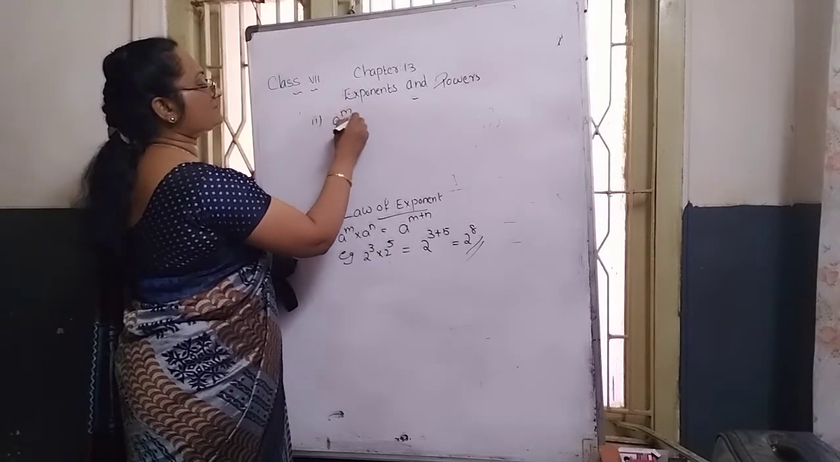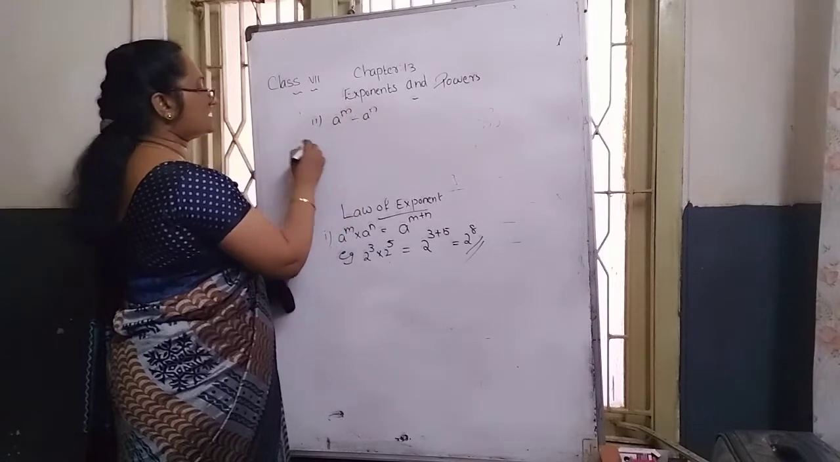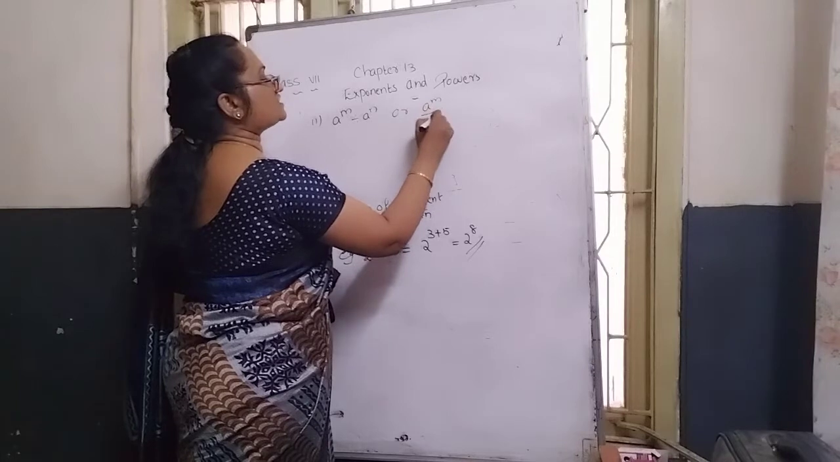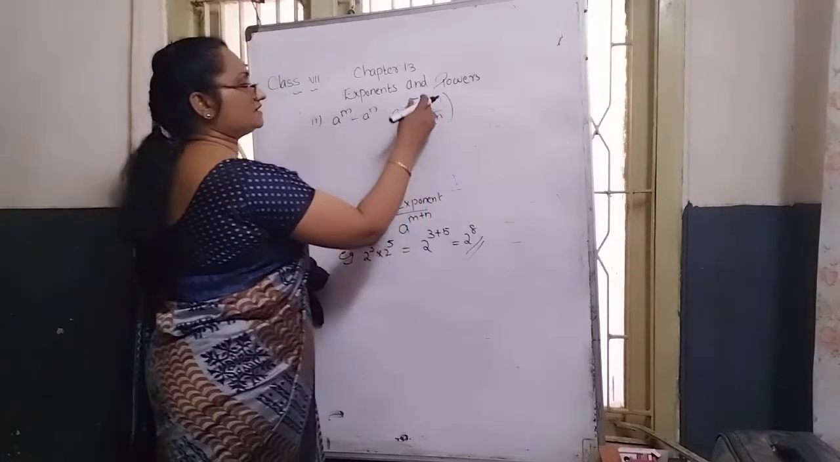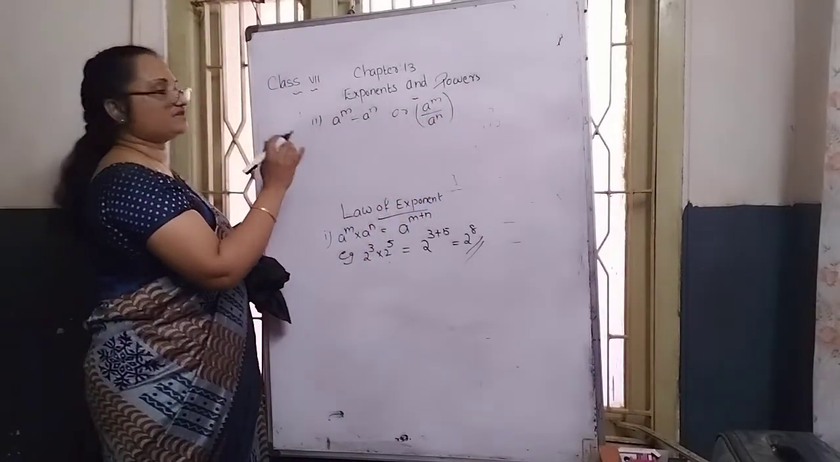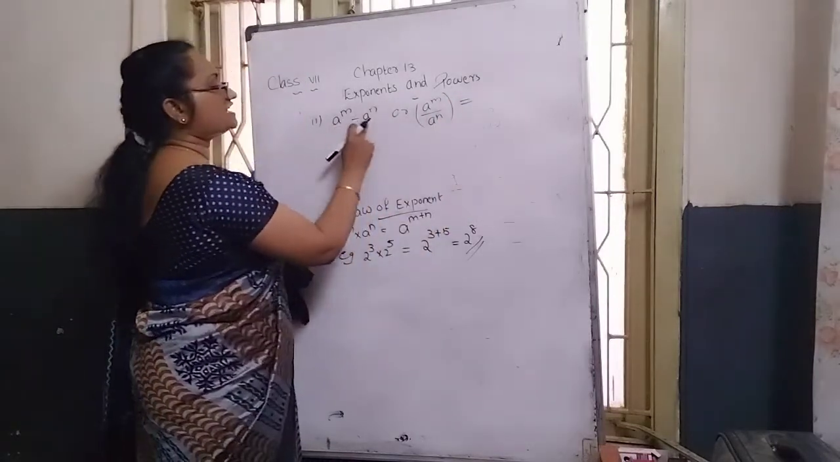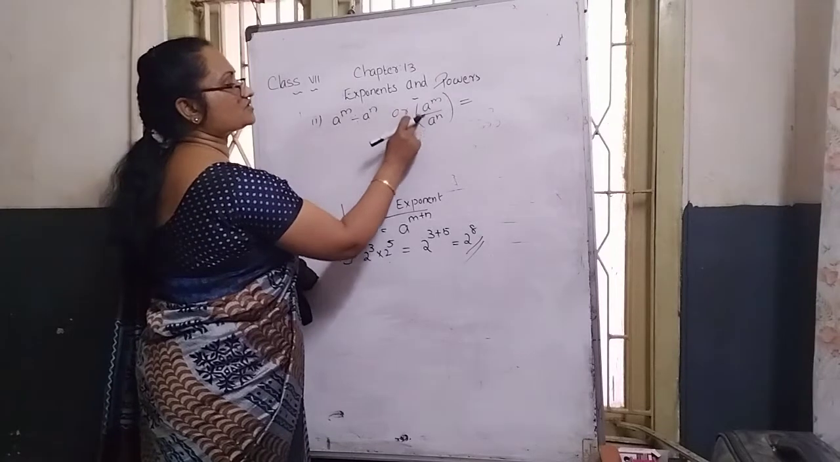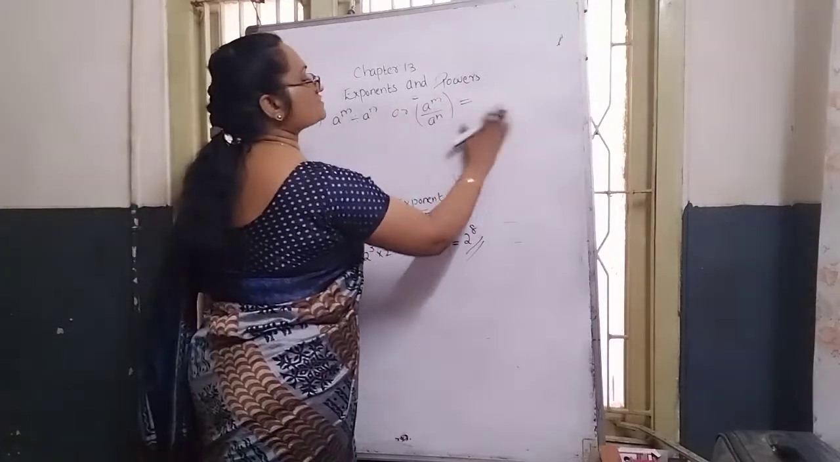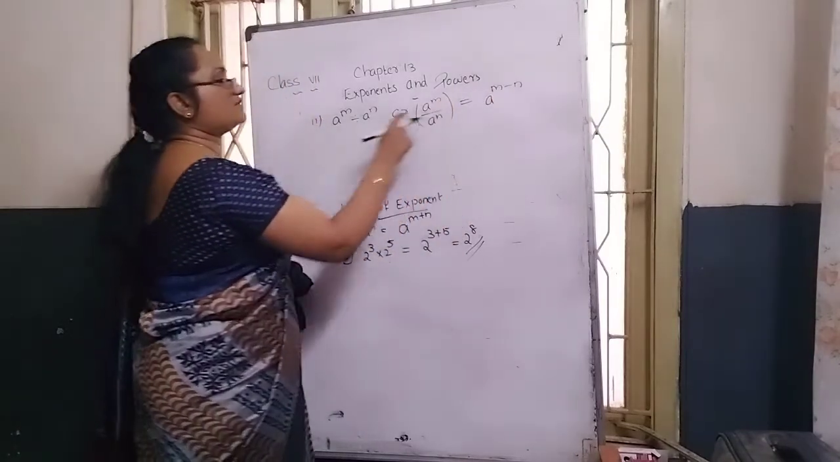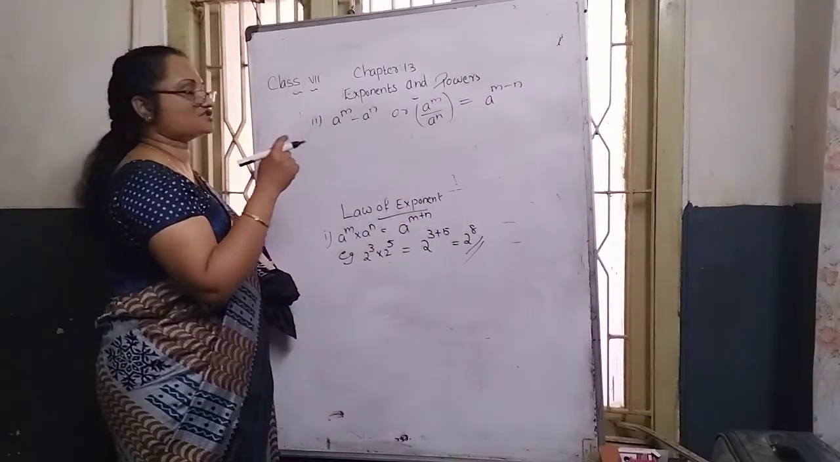a raised to m divided by a raised to n, or we can write it as a raised to m by a raised to n. In any form, fractional form or division symbol form, the answer works the same way: they have the same base. Same base means the base is written one time, and the powers m and n are subtracted in division.